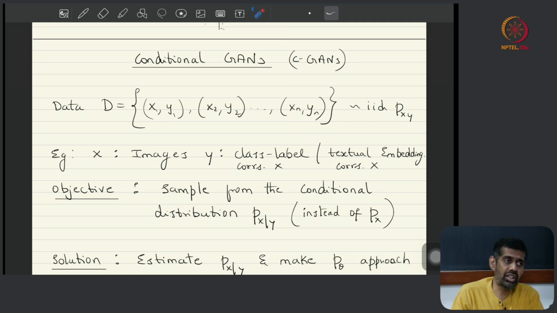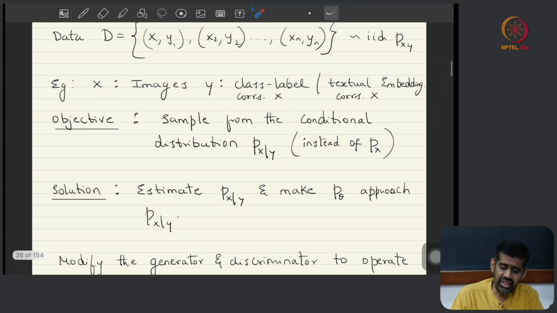the random variable that you want to sample from, and the conditioning variable as well. That is the kind of data you would need if you want to sample from the conditional distribution. So for example, x can be images and y can be the class label corresponding to x, or it can be a textual embedding corresponding to x. I have not told you what an embedding is for now. Think of it like every sentence that is associated with an image can be represented as a vector. That's what I mean by embedding.